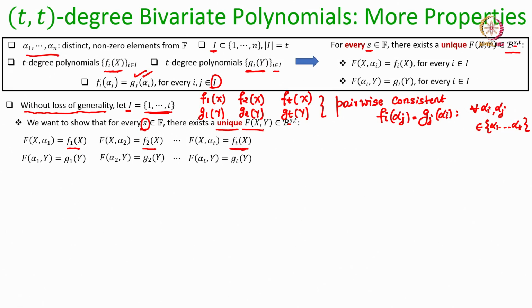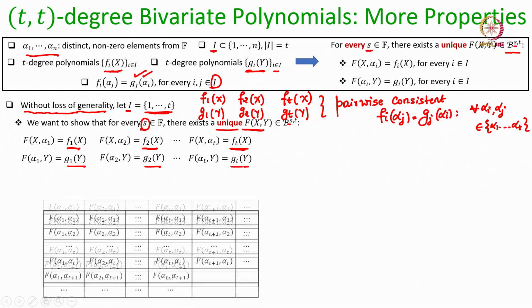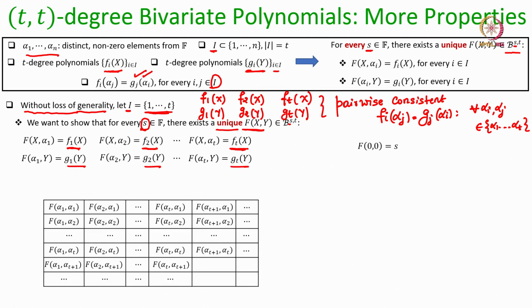Lie means when I evaluate this bivariate polynomial at x equal to alpha_1, alpha_2, alpha_t, I should get f_1 of x, f_2 of x, f_t of x. In the same way, (alpha_1, g_1 of y), (alpha_2, g_2 of y), (alpha_t, g_t of y) should also lie on that bivariate polynomial. Lie in the sense that when I evaluate this bivariate polynomial at x equal to alpha_1, alpha_2, alpha_t, I should get g_1 of y, g_2 of y, g_t of y respectively. Okay, so, let us prove this.